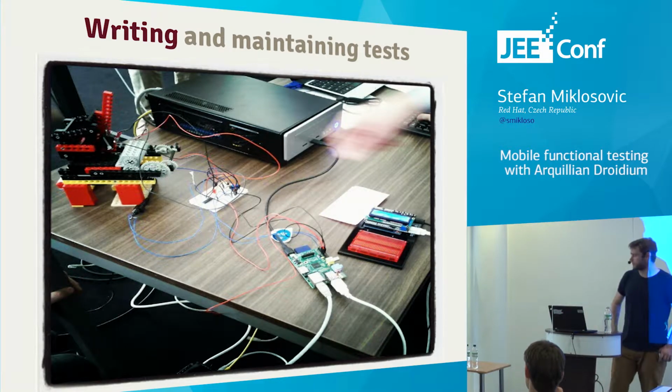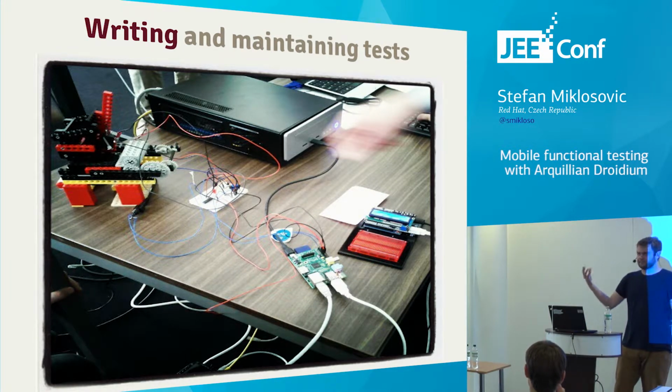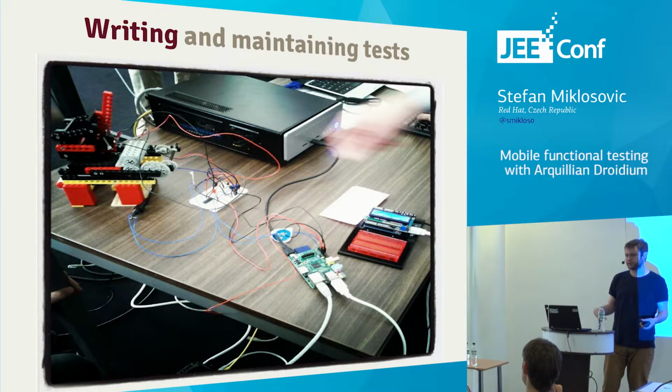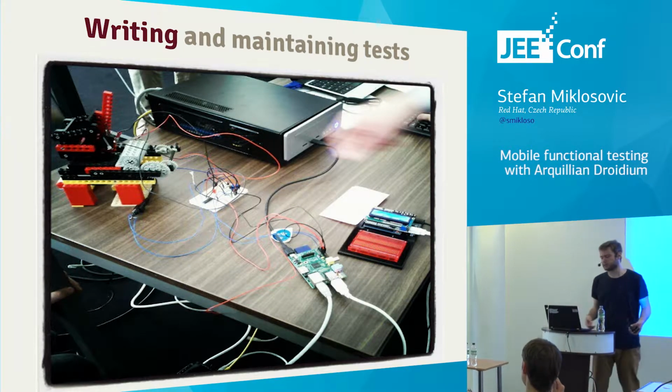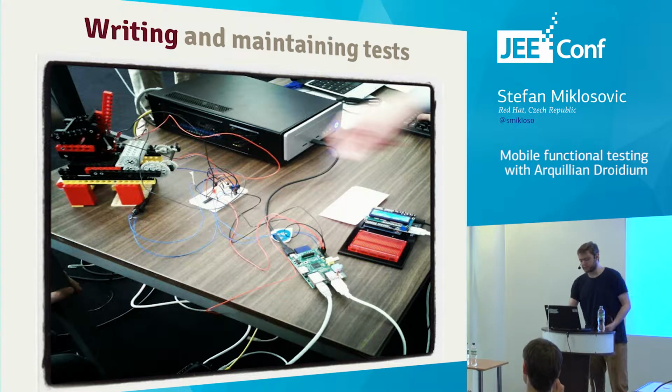So for a long time, writing and maintaining tests looked something like this. You have to do a lot of stuff. There was a lot of boilerplate code you had to set up initially in order to bootstrap your test, and so on and so on. And it was kind of a mess. It was not robust, it was not stable. When you changed something here, it broke there, and so on.